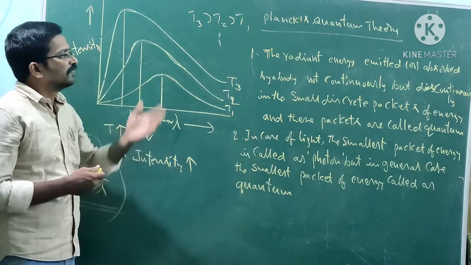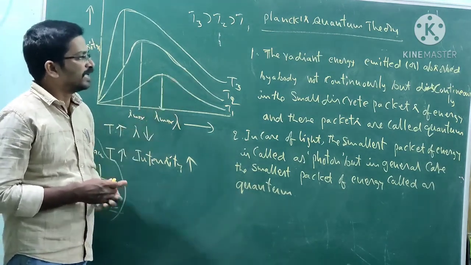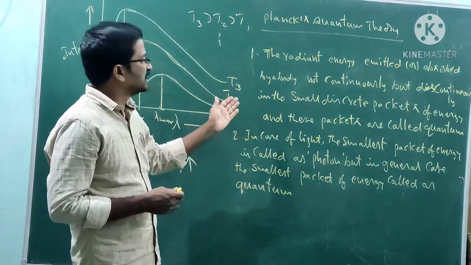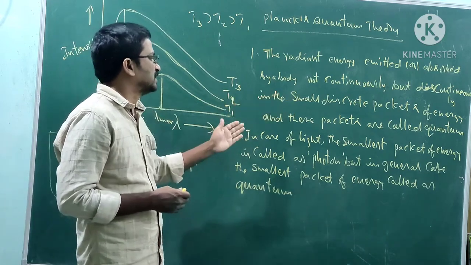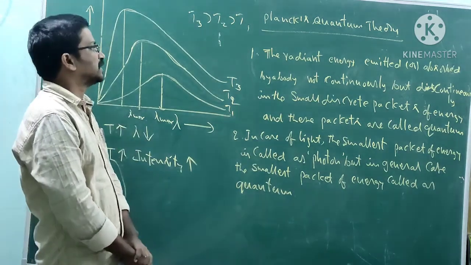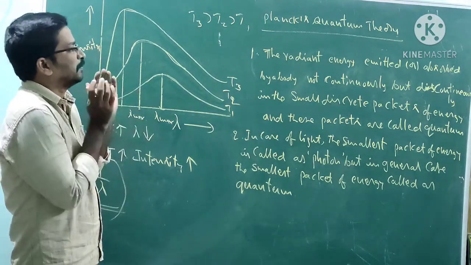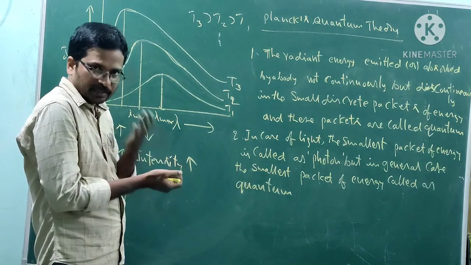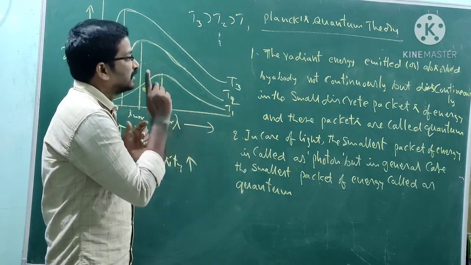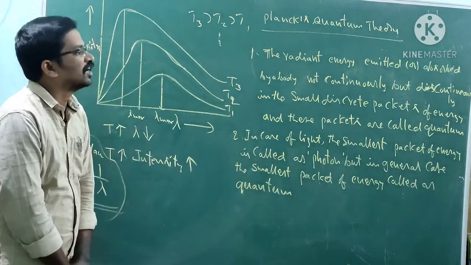He assumed the radiant energy emitted or absorbed by a body is not continuous but discontinuous, in small discrete packets of energy, and these packets are called quantum. The first statement itself indicates this theory: radiant energy emitted or absorbed by a body is not continuous but discontinuous, in small discrete packets of energy. These packets are called quantum.